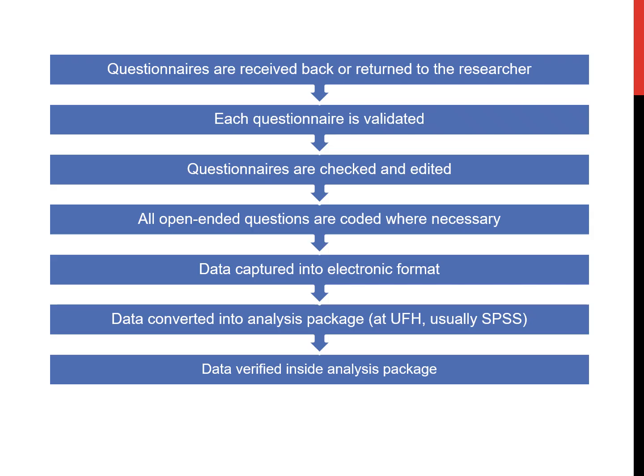So just looking at a summary of how it goes about incorporating primary data into some sort of usable format. We receive the questionnaires back from the researcher, we validate the questionnaires, we edit them. Sometimes you might need to code open-ended questions. Perhaps you want to convert ratio data into categorical data. You capture it into an electronic format, usually Excel.